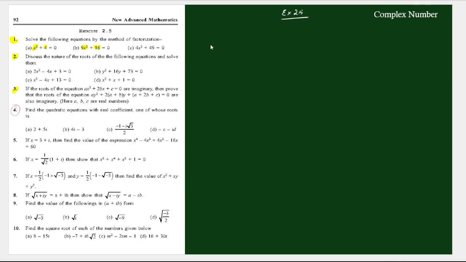ओके, क्वेश्चन नंबर 4, a 2 plus 5i, ठीक है? तो क्या लिखेंगे? Since the roots of a quadratic equations are conjugate.